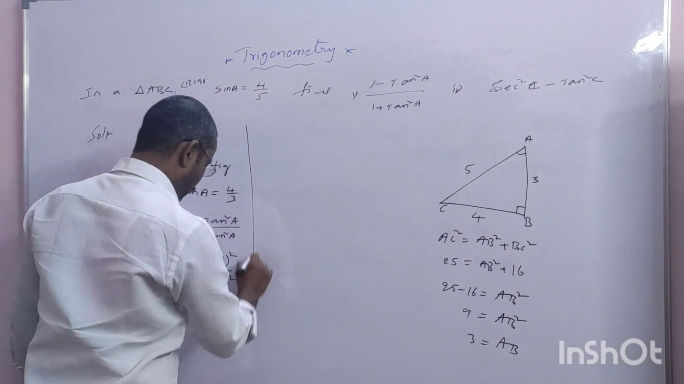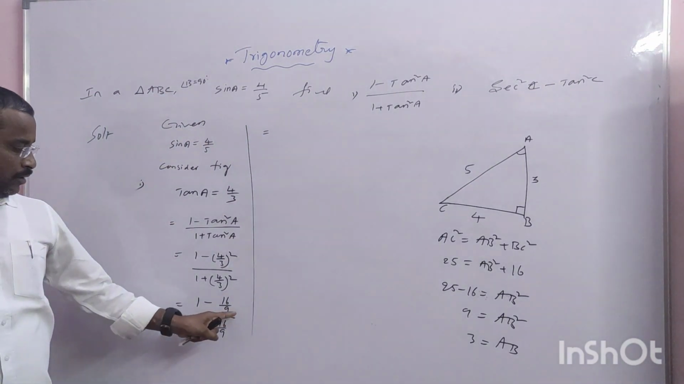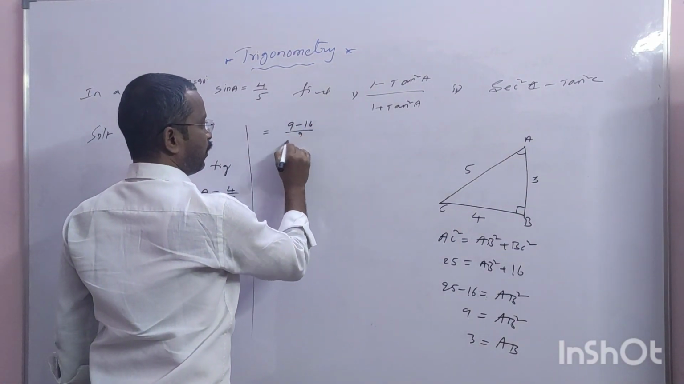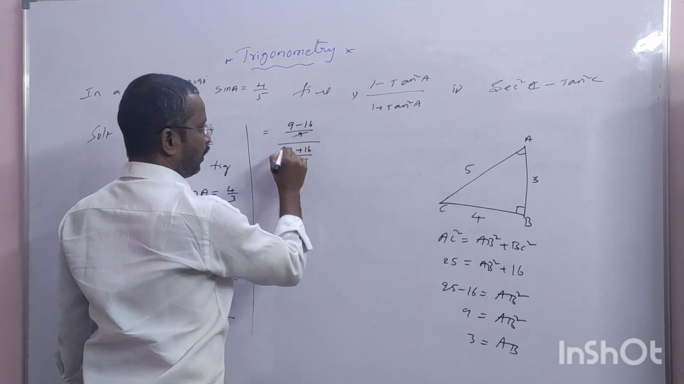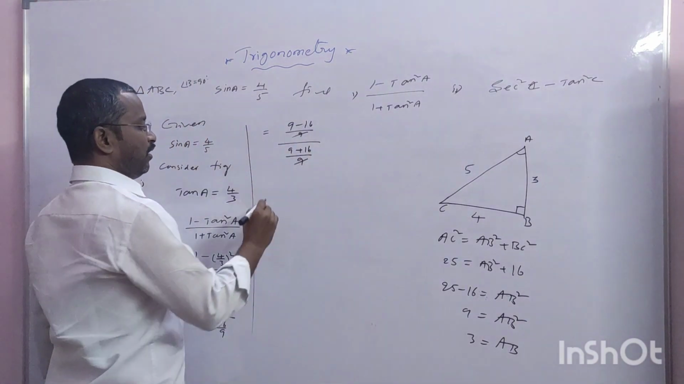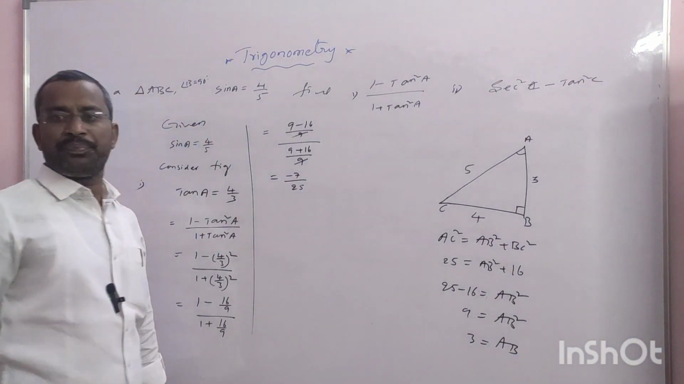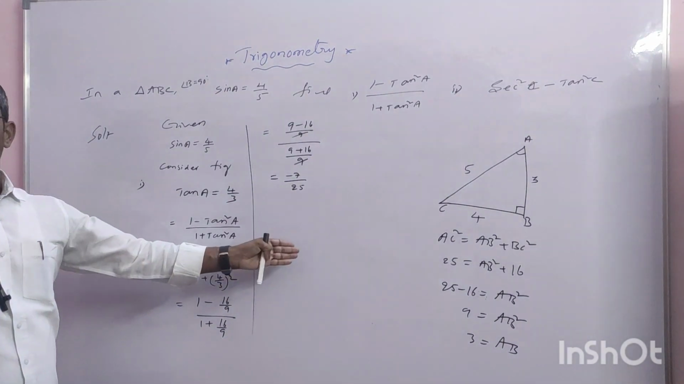So now let's take it. Here you should know the answers properly first of all. 9 minus 16 by 9, 9 plus 16 by 9. 9 cancel. 9 minus 16, how much? Minus 7 by 25. Now this is your answer. Everything is mentioned. This is enough.